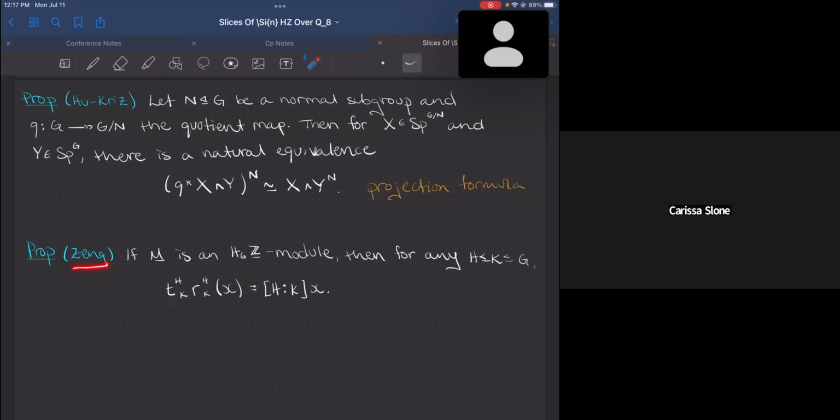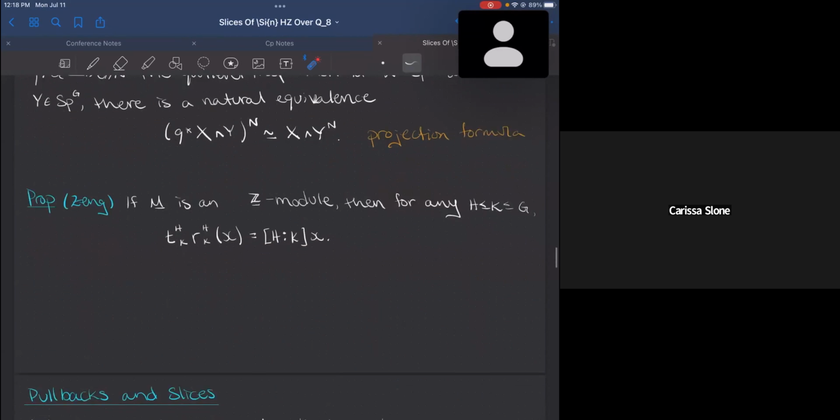Next up, due to Zeng, if we have some Mackey functor M and it's a Z module, then for any H contained in K contained in G, if we restrict from K to H and then transfer back up from H to K, that is multiplication by the index of H in K.